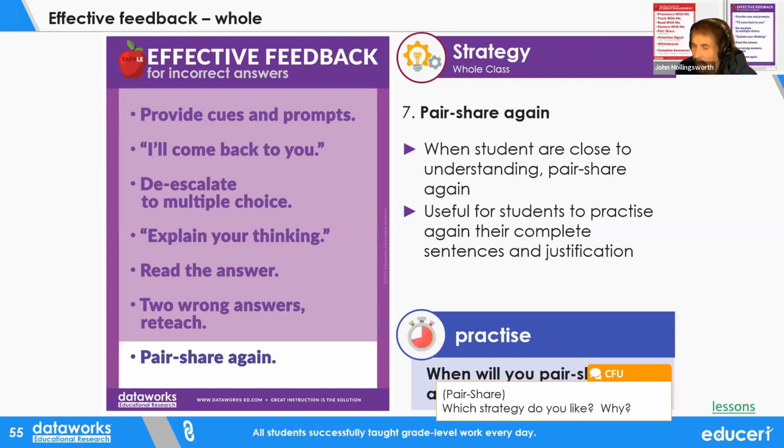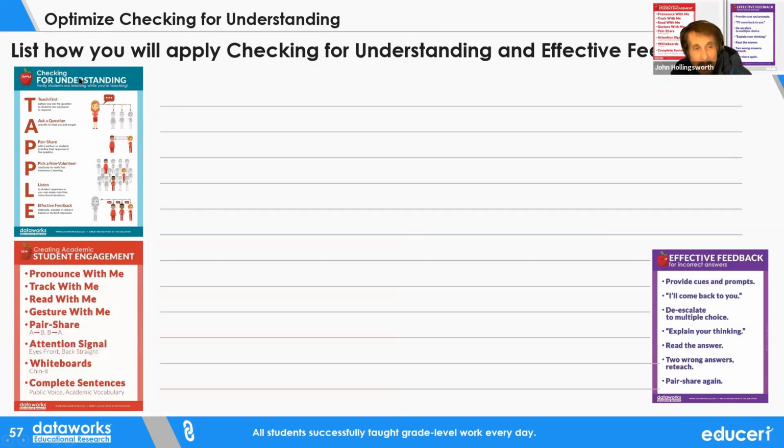All right, I think we're ready for the last question. Let's just jump up to right here. Okay, we did the checking for understanding: teach first, ask the question, pair share, pick a non-volunteer, listen, and the effective feedback. And we just did the effective feedback right here. We did these 7 strategies. Last time we did the student engagement strategies also. Okay. So now, how will you apply checking for understanding and effective feedback in your class? This is going to be similar to the last question I gave you. Pick a couple things off of this entire page. All right, get your thoughts down, everyone. Got to give you about 30 seconds. Get your thoughts down, everyone.